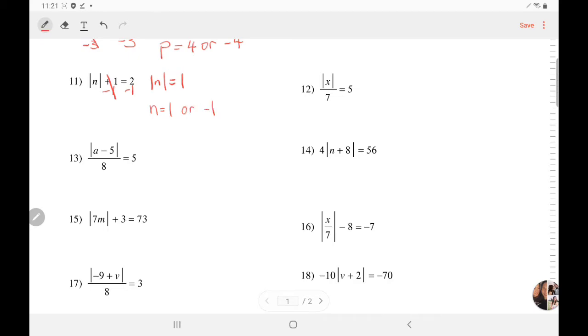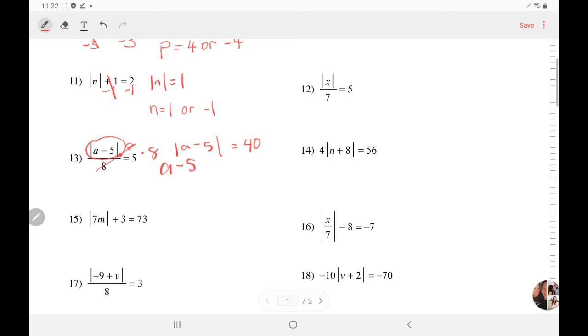In number 13, we want to isolate the absolute by getting rid of the 8. The 8 is currently being divided. So opposite of divide is to multiply. So you multiply both sides by 8. So now the 8's are canceled, and you have isolated absolute of a minus 5 equals 40, because we multiplied 5 and 8. So now that it's isolated, we can split it into two equations.